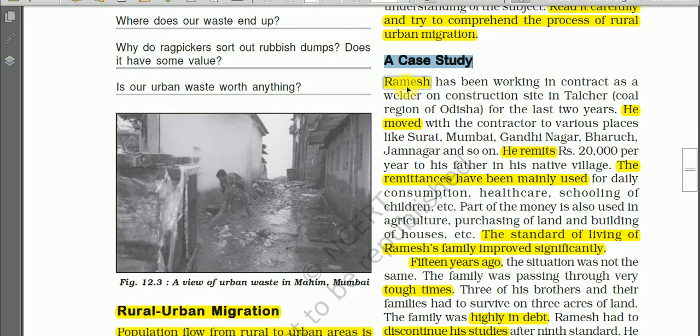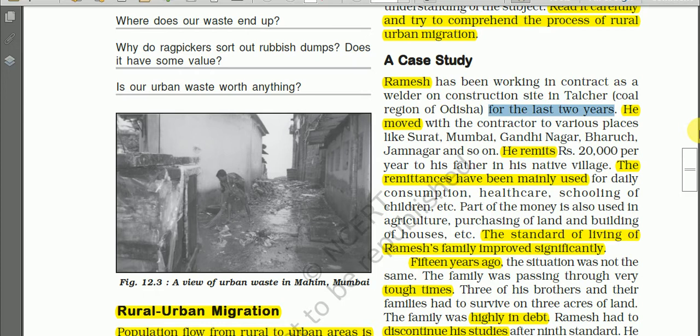Ramesh has been working on contract as a welder on a construction site in Talcher, that is the coal region of Orissa, for the last 2 years. Talcher is a coal mining area in Orissa.